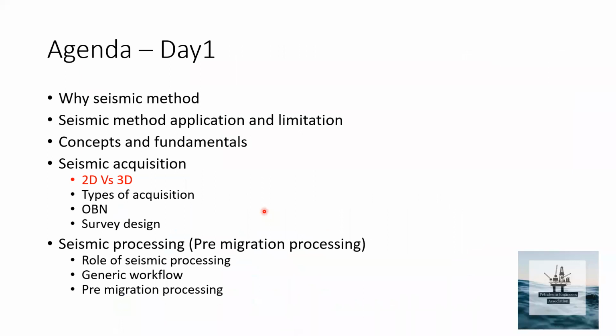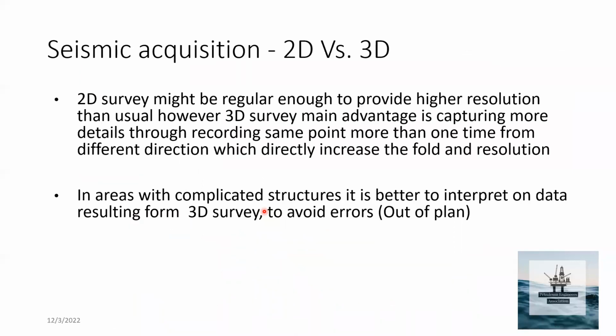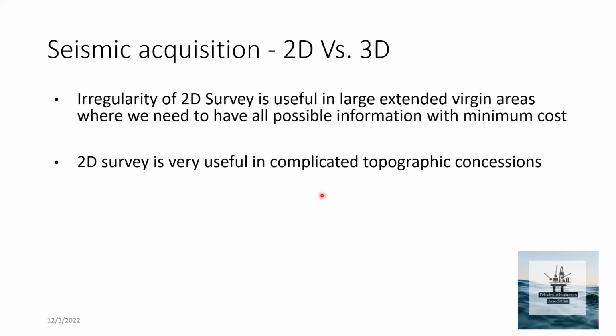Now we'll turn to seismic acquisition. Mainly, in seismic acquisition, we have 2D survey and 3D survey. A 2D survey might not be regular enough to provide high resolution like that of the 3D. Normally the 3D survey or acquisition is better because it gets more coverage.